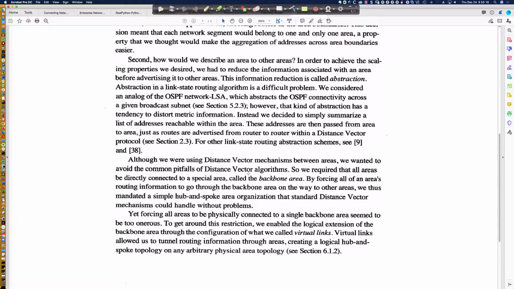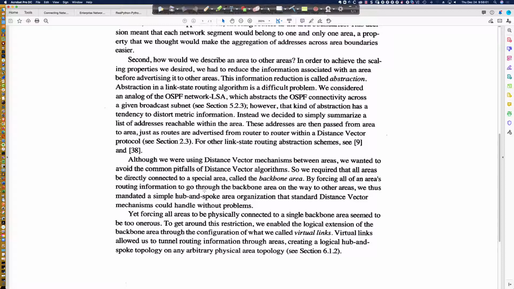So we required that all areas be directly connected to a special area, the backbone area, by forcing all of an area's routing information, meaning a non-area zero's routing information, area 1, 2, 51, 99, to go through the backbone area on the way to other areas. It's a hub and spoke area organization that standard distance vector mechanisms could handle without problems. And so, in other words, it's to avoid loops. That is what the backbone area is all about. It's about avoiding looping that can happen.